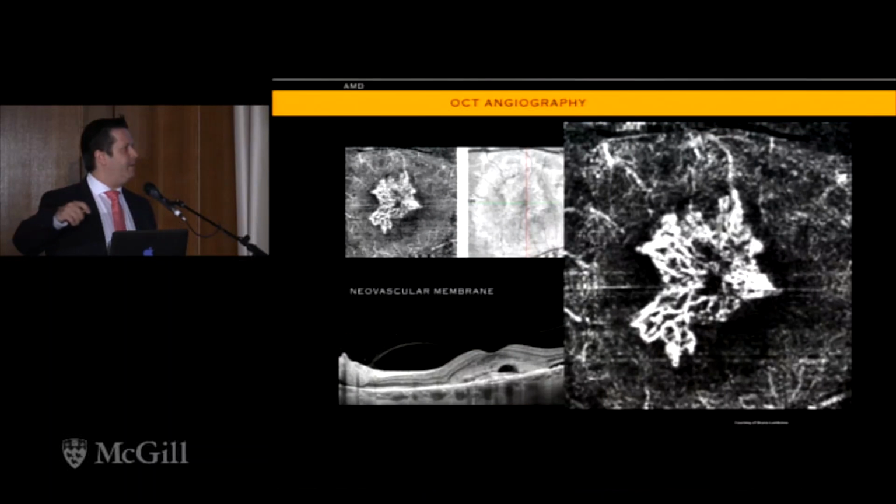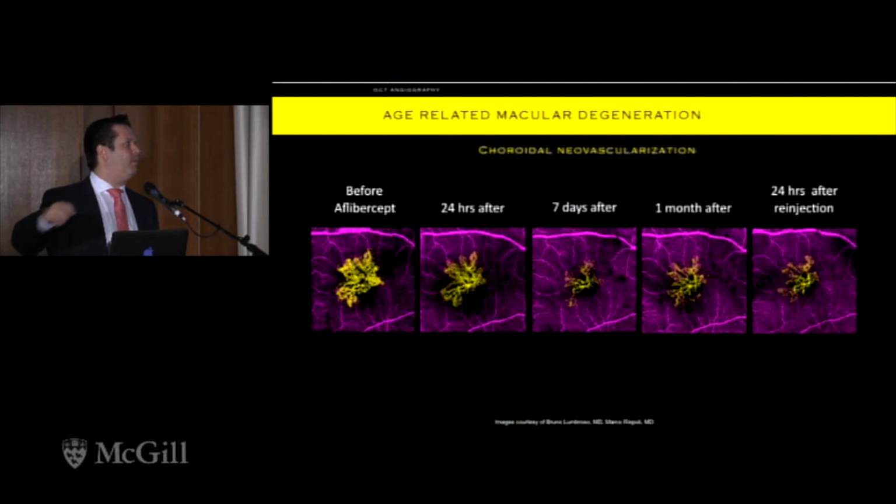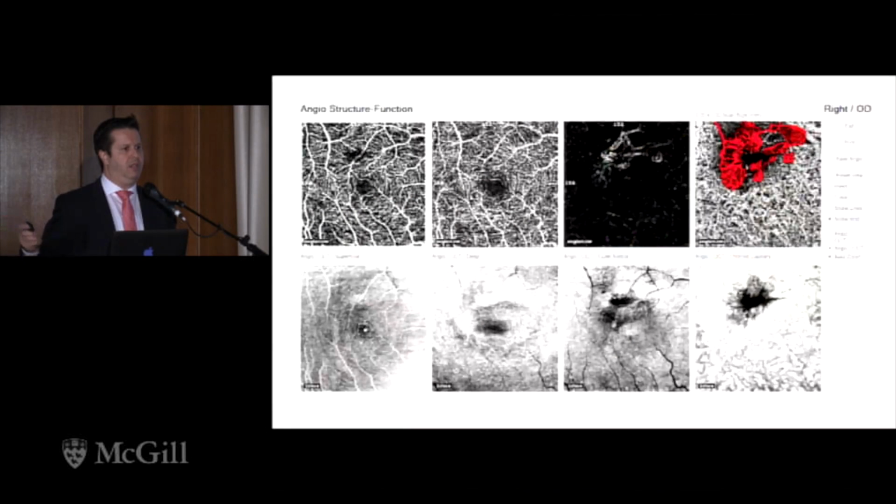So how about age-related macular degeneration? What do we see? This is just an example of a neovascular membrane. You can see the retinal detachment here. You can see the fluid, but you can't see these kinds of details without OCT angiography. And much better, we can assess progression. This is before aflibercept, 24 hours later, 7 days, 1 month, and 24 hours after the reinjection. You can see the membrane shrinks once you inject the drug.